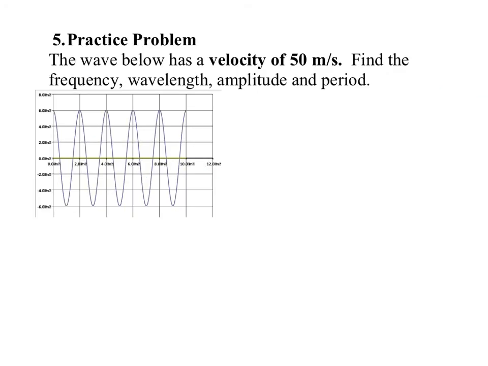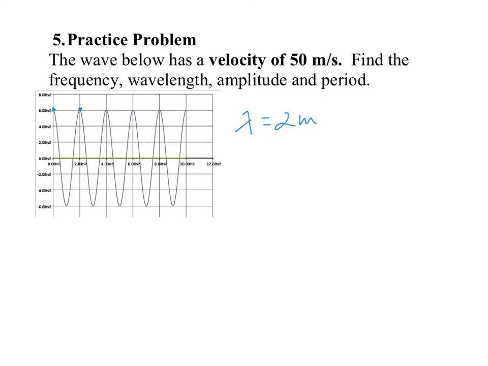Okay, so here it tells us that the wave below has a velocity of 50 meters per second. We want to know the frequency, wavelength, amplitude, and period. So looking here, just to identify the parts of a wave, we're going from crest to crest. That would be 1 wavelength. So looking at the graph, lambda equals 2 meters.